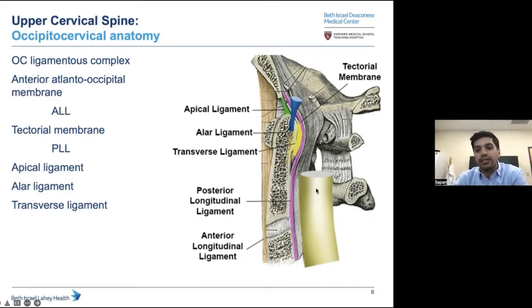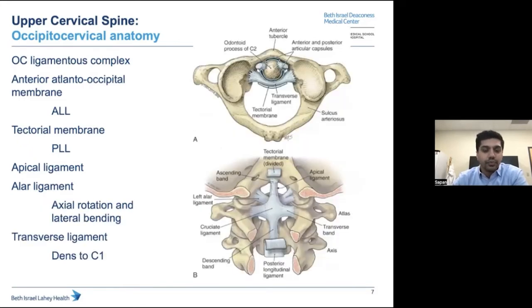I'll show you that in a second in a different image here. But that's what allows the occiput C1-2 segment to be very stable. So this is a different view here, the C1-2 area. This is the dens if we're looking top down at the C1-2 joint. So there's the dens.